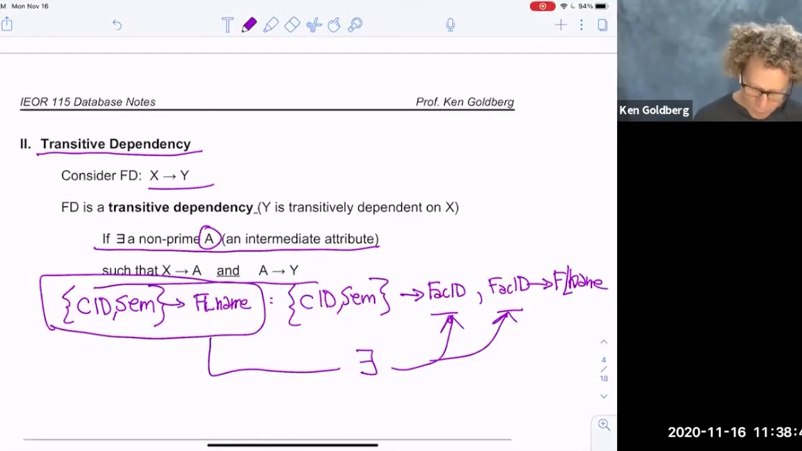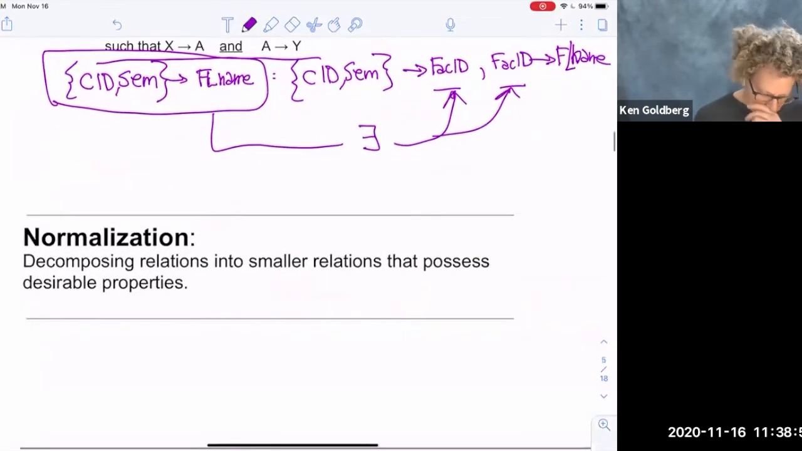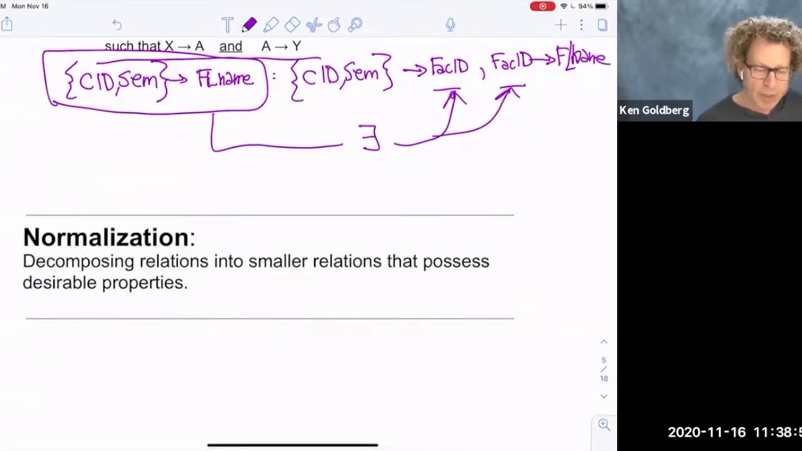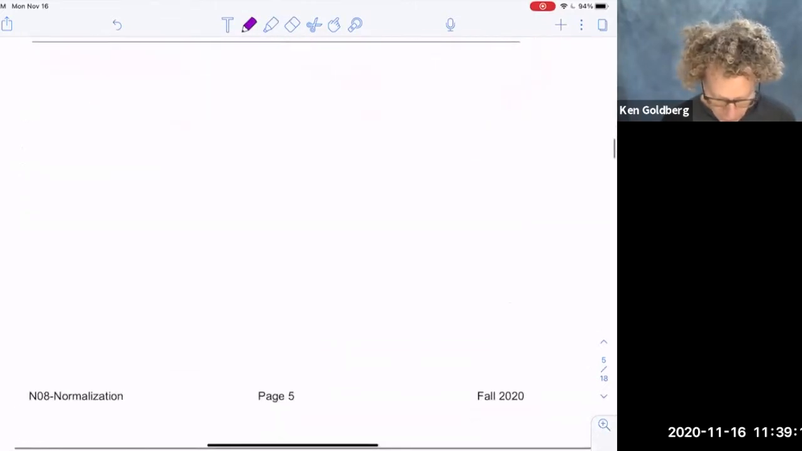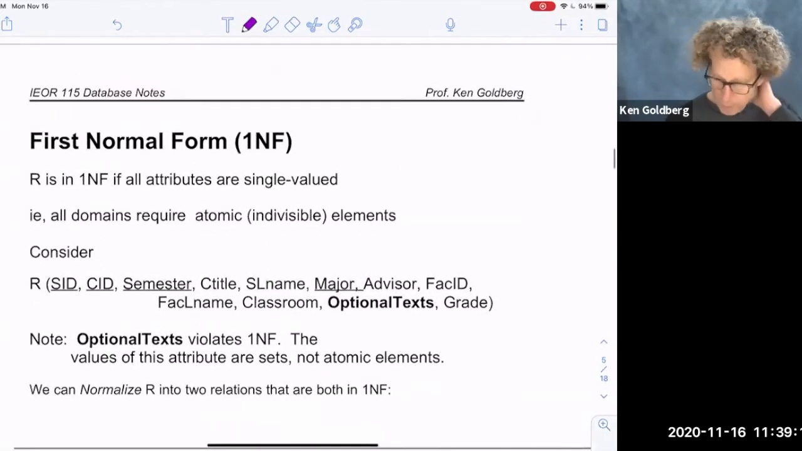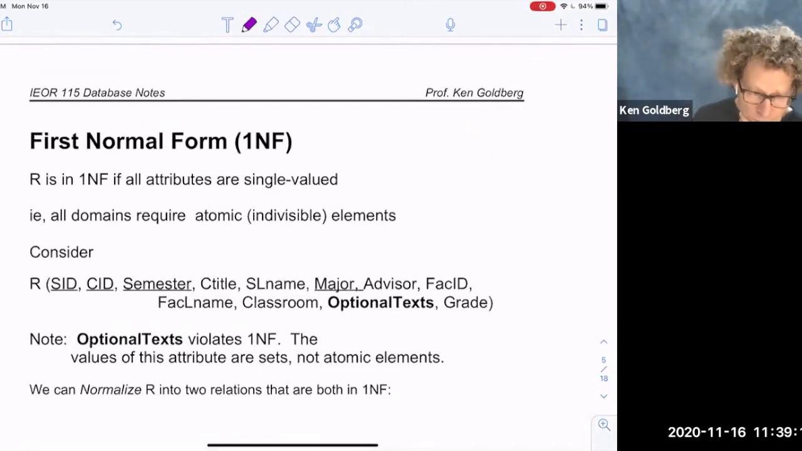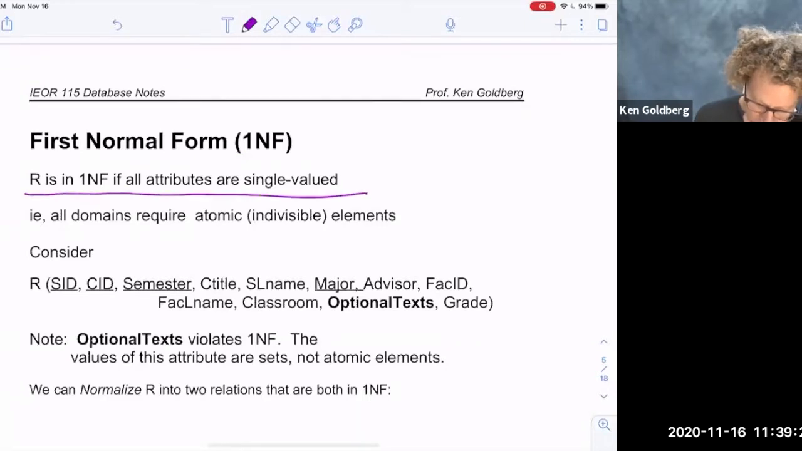So now we'll go on to normalization. Normalization is a process by which we decompose a relation and modify it into multiple smaller relations that possess desirable properties. There are different forms of normalization, and we're going to start with what we call the first normal form, 1NF. We say that a relation is in first normal form if all the attributes are single valued.